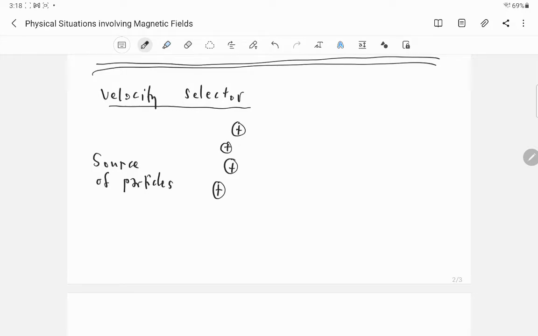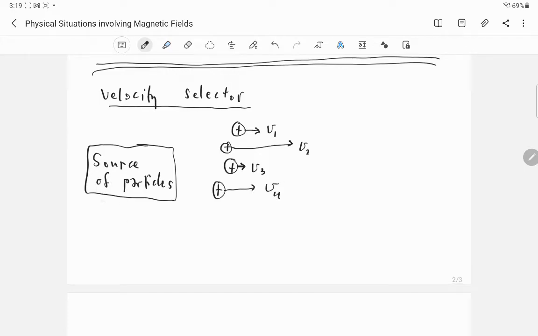But the thing is your source of protons doesn't necessarily give you all the same speed. So here is speed number 1, speed number 2. Sometimes it gives you a fast one. Sometimes it gives you one that's moving really slow. And sometimes you get these medium speeds, right?